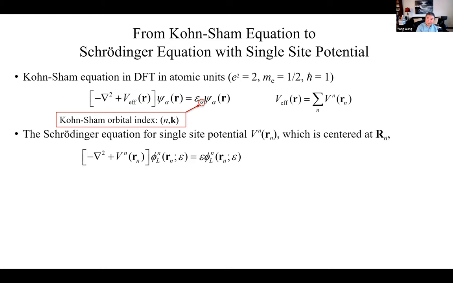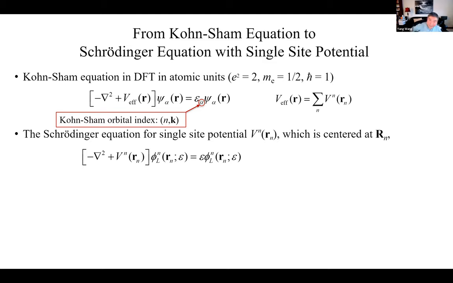And phi is a single site solution. Now epsilon is a continuous function. It's different from band structures. The band structure in the crystal, for the Kohn-Sham equation for the crystal problem, is a Bloch wave, sort of like a standing wave. It has to be a certain k. Only certain epsilon will satisfy and form the Bloch wave. So epsilon is essentially discrete for given k. But for the single site problem, this is a continuous spectrum. So epsilon is a continuous quantity.